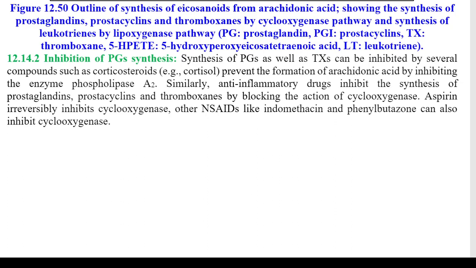12.14.2 Inhibition of PG synthesis. Synthesis of PGs as well as TXs can be inhibited by several compounds. Corticosteroids, example cortisol, prevent the formation of arachidonic acid by inhibiting the enzyme phospholipase A2. Similarly, anti-inflammatory drugs inhibit the synthesis of prostaglandins, prostacyclins, and thromboxanes by blocking the action of cyclooxygenase. Aspirin irreversibly inhibits cyclooxygenase. Other NSAIDs like indomethacin and phenylbutazone can also inhibit cyclooxygenase.